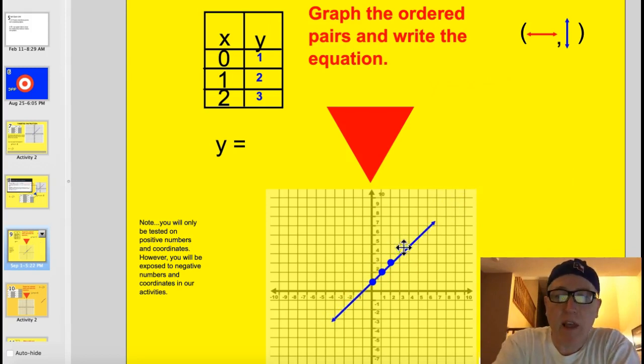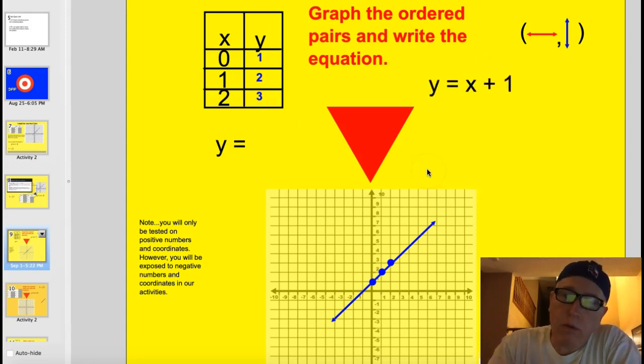We've graphed that line. All right, now we have to write the equation. Well, what's the rule? Well, the rule is just whatever x is, and you add 1 to it. So if x here was 100, this would be 101. So that's what the y is equal to. Y is equal to whatever x is plus 1. And we've just done that.